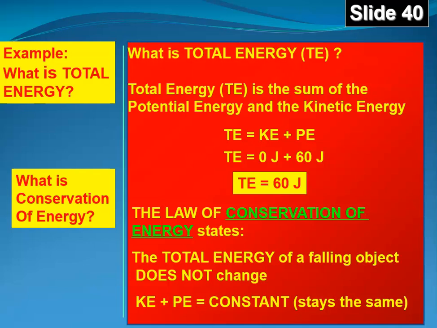So as the pencil is falling, the total energy does not change. So KE plus PE is constant. It stays the same.